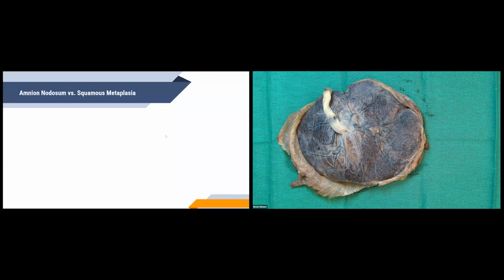Now we'll talk about the differences between amnion nodosum and squamous metaplasia, and I'll put up our next polling question for this one. Which of the following is true in regards to squamous metaplasia of the placenta?